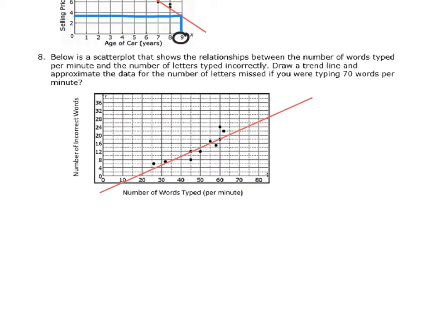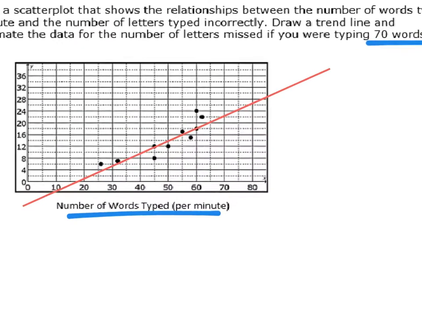I think that's pretty good. Now remember, your trend line doesn't have to cross the origin. All you care about is making sure it's in the middle of your data. So as you can see here, it doesn't cross the origin, which is perfectly fine. So we're looking for the number of letters missed if we were typing 70 words per minute. So we're looking at the words per minute. This is number of incorrect words, so not that axis, words per minute. Yep, that's what I want, 70.